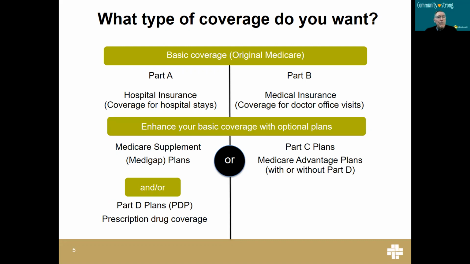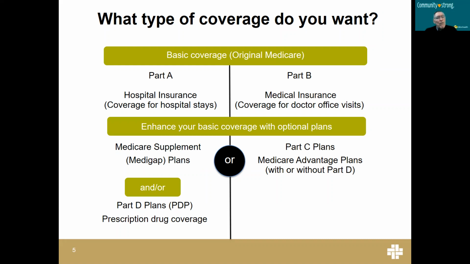So what that means with Original Medicare only, you will have 80% coverage, you'll have deductibles, and you'll be responsible for 20% of the cost. Now, what people do to enhance that basic coverage is to select a Medigap or a Medicare supplement plan and also purchase a Part D prescription drug plan. That will help pick up some of the costs for the deductibles, depending on the type of plan that you select, and also provide prescription drug coverage.